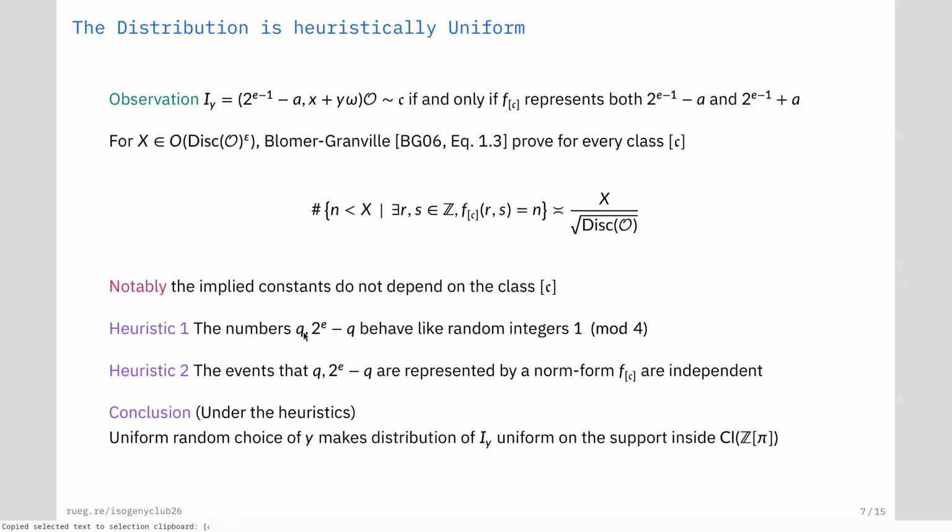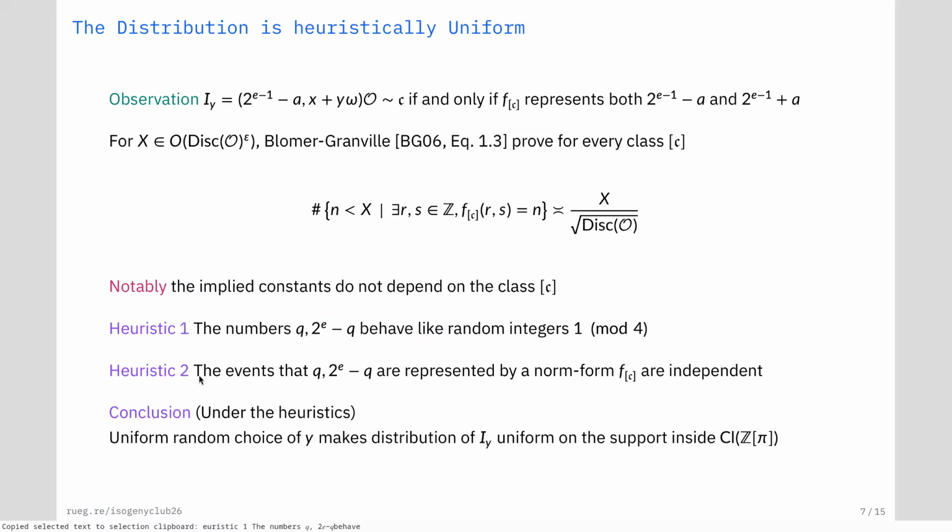We assume that q and 2 to the e minus q behave like random integers that are 1 mod 4. Now, I'm sorry, this was in a previous slide, but this quantity q is just this quantity here. There was this change of variables between a and q. So we expect these two numbers to behave like random integers that are 1 mod 4. That's a heuristic assumption we make, and you can either believe it or not. We did some experimental analysis, which I'll talk about a little later, to back up our claims. But this heuristic is an important tool that we need.